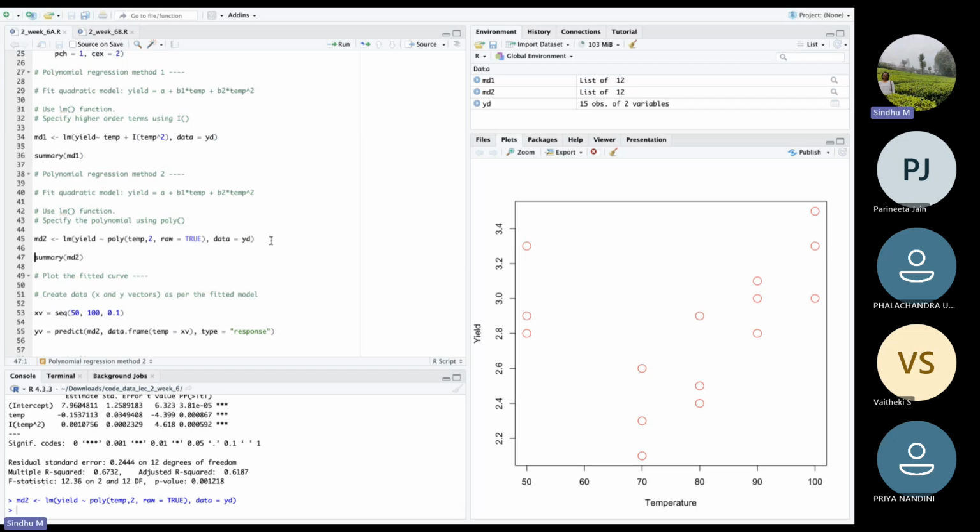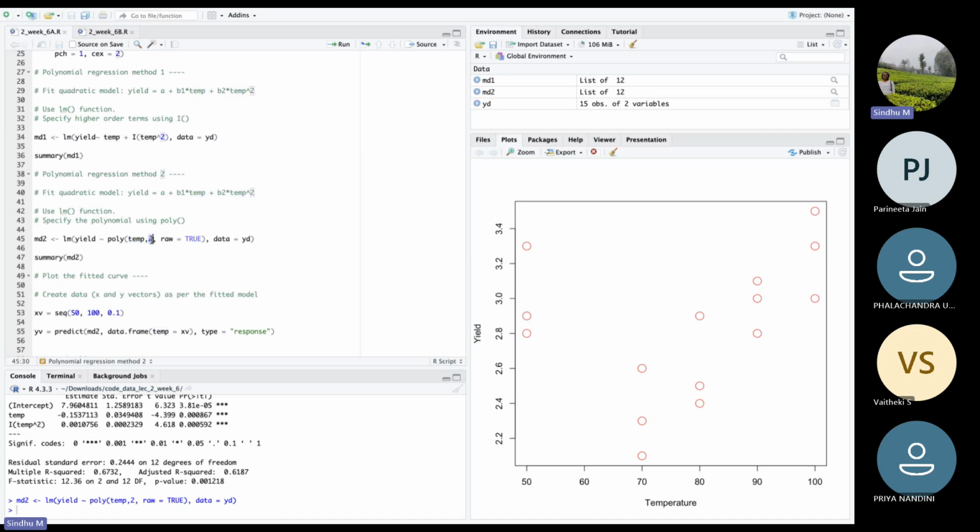And so this is one of the syntax. The other syntax is of this form, same LM function, and this is not changed because again we are trying to predict yield. So yield will be the first input, followed by a tilde. And here we are using the poly function. So in poly, we have to write the first input, which would be the x-axis, or the independent variable.